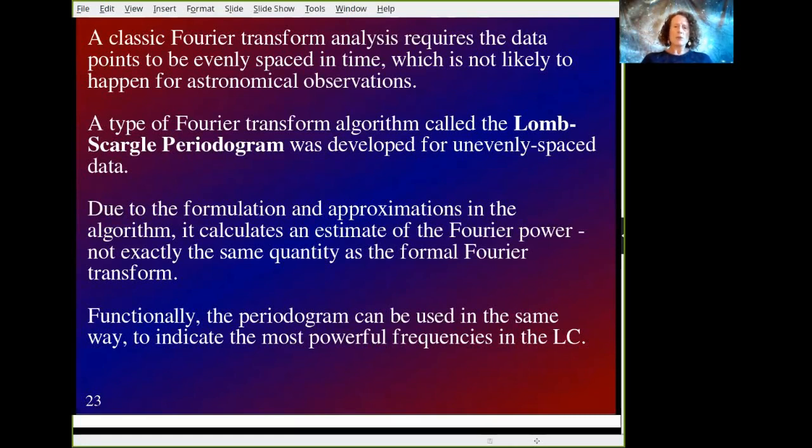So a type of Fourier transform algorithm called the Lomb-Scargle periodogram was developed for unevenly spaced data. Now, due to the formulation and approximations in the algorithm, it calculates an estimate of the Fourier power. It's not exactly the same quantity as the formal Fourier transform. However, functionally, the periodogram can be used in the same way to indicate the most powerful frequencies that occur in the light curve. All right, so let's take a look at this.